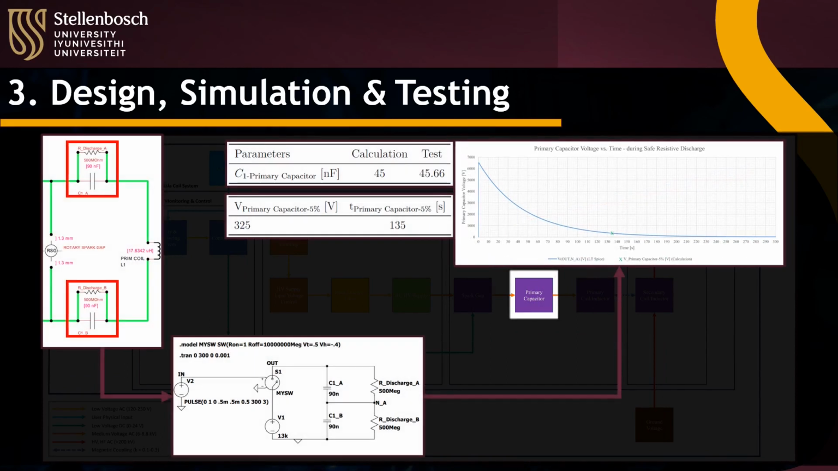The design capacitance for the primary capacitors was 45 nanofarads. The implemented capacitance was 45.66 nanofarads, indicating proper construction. The primary capacitors also have a 500 megaohm resistor in parallel to ensure safe discharge within 135 seconds, so that in the case a fault occurs, a user does not get hurt.